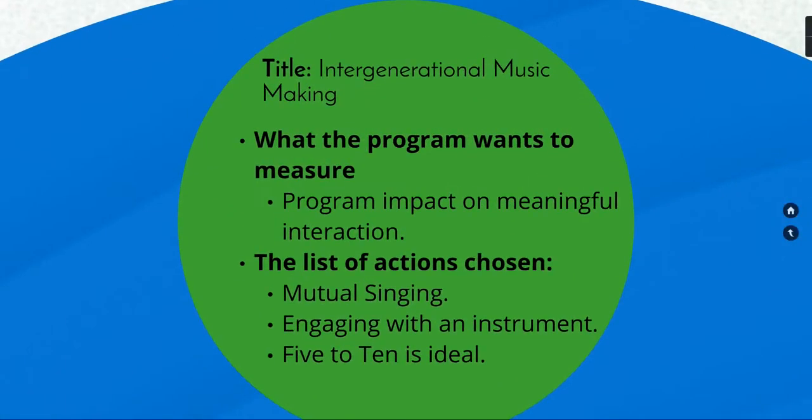A music program wants to measure meaningful interactions between a toddler and an older adult. They chose this list of actions to mean meaningful connection: mutual singing, and engaging with an instrument. For the example, we are doing only 2 actions, but for observational evaluations, you'll likely want somewhere between 5 to 10 actions to measure.